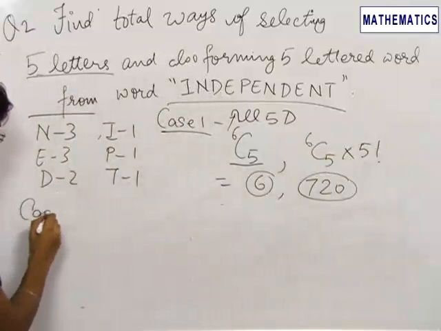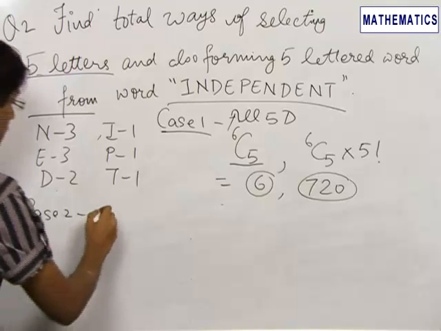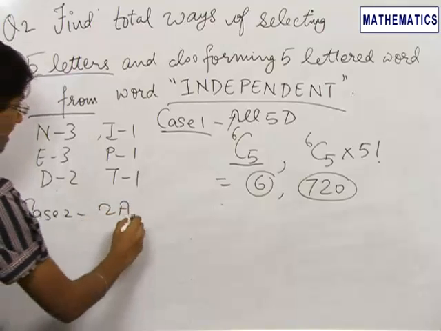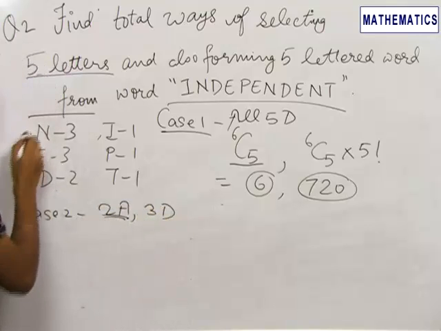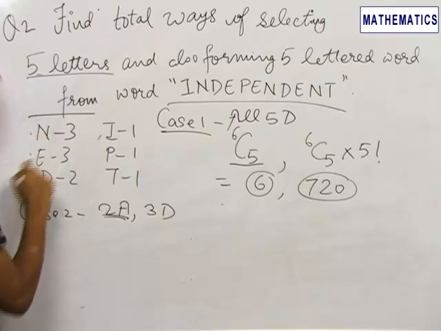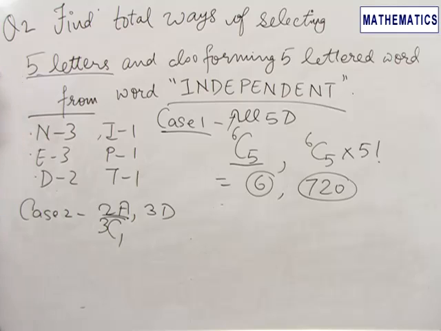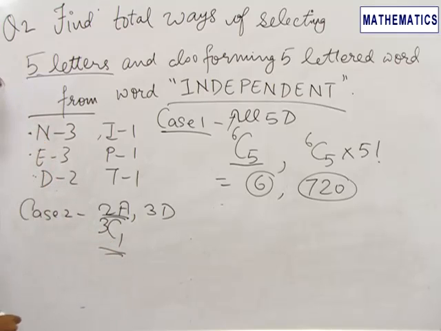Now comes our case 2. Our case 2 will be 2 alike and 3 different. Now 2 alike alphabets we can get from N, E and D. We can get 2N, 2E and 2D. So if we select any one out of these 3, we can get 2 alike alphabets. So this 3C1 represents the selection of any one out of the alphabets N, E or D.